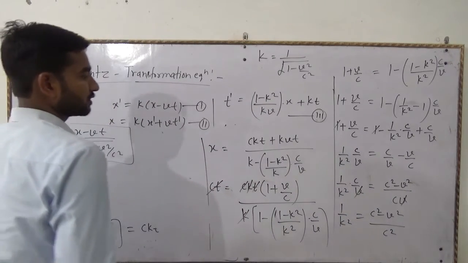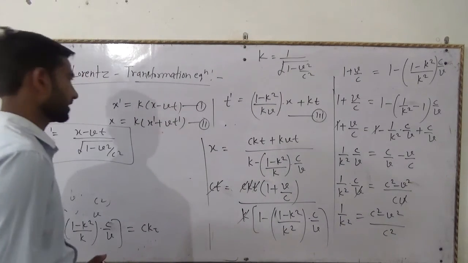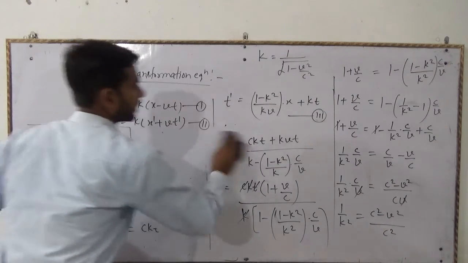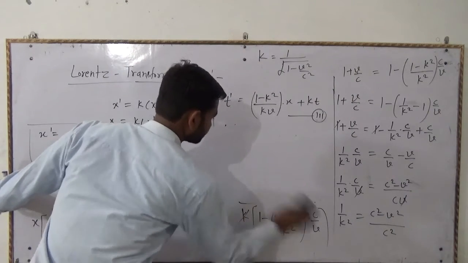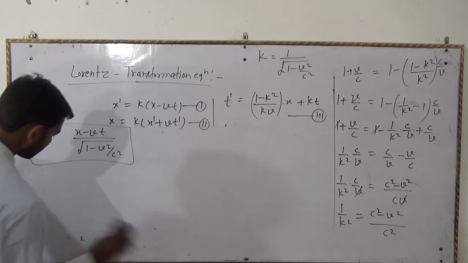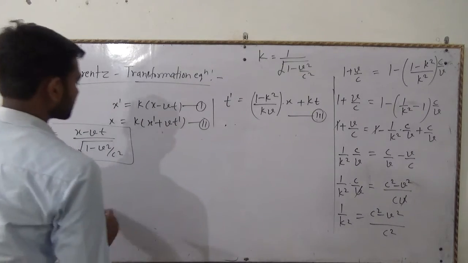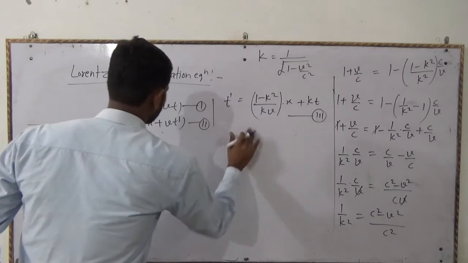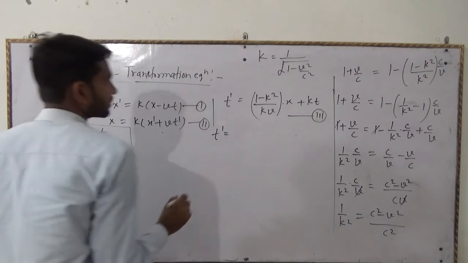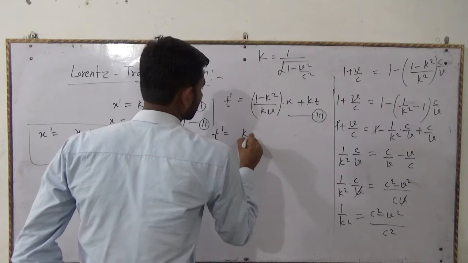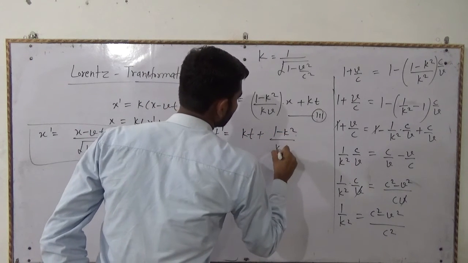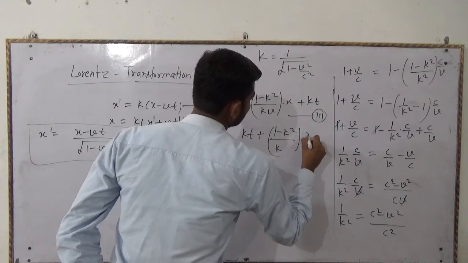Now friends, here we want to find the value of t dash. How we can find it or solve it, we will see here. From equation third, the value of t dash is equal to k t plus 1 minus k square by k into x by v.